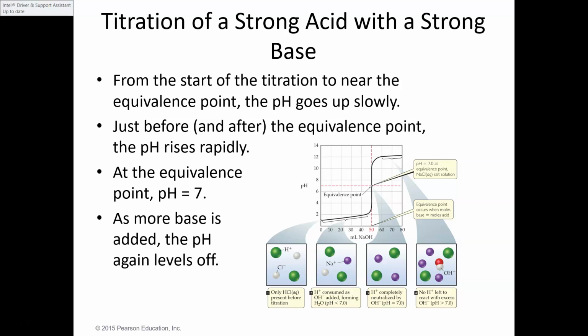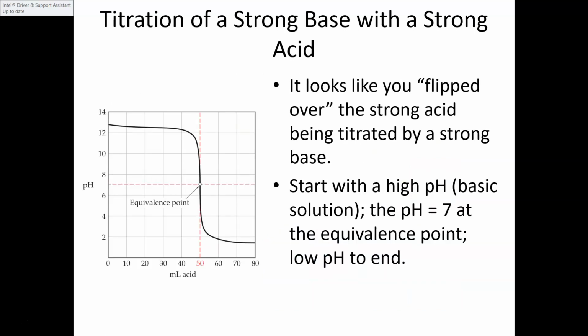With a weak acid, that's a very different story. Strong base being titrated with a strong acid, we find that the pH curve looks just the opposite. That is, the base controls the pH of solution prior to the equivalence point, and the acid controls the pH of solution after the equivalence point. But again, the equivalence point is where the moles of acid equals the moles of base.